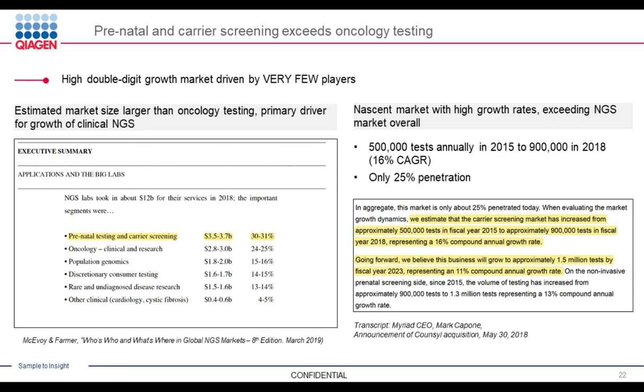And in a recent conference call last year, the CEO of Myriad, at the time of the acquisition of Counsyl, had suggested that we're only starting to see growth accelerating for carrier screening. And so this represents a growth of around 16% cumulative growth rate in the next couple of years. And the market has only been 25% penetrated in the US and much lower in other parts of the world, such as Europe and in Asia.